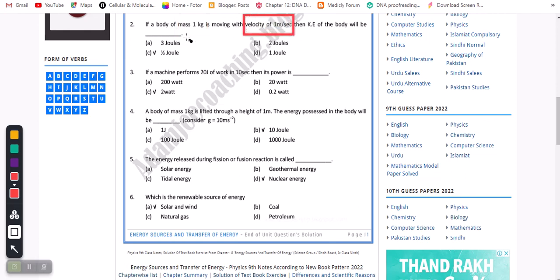So half mv square. Mass is 1, velocity is 1, 1 multiplied by 1 is 1, and the square of 1 is 1, and half multiplied by 1 is half. So half is the answer.